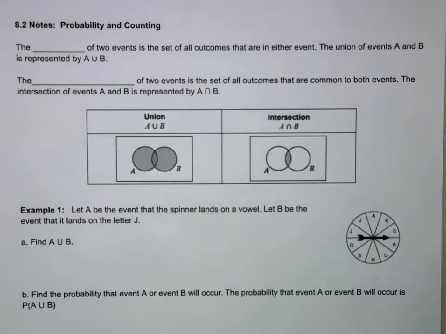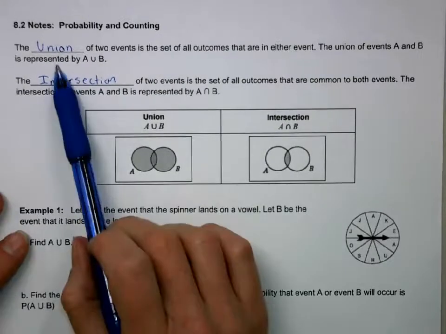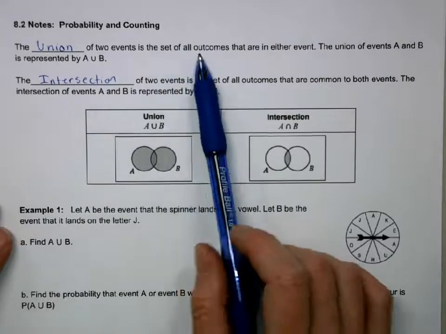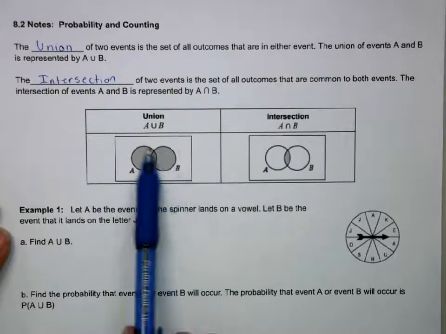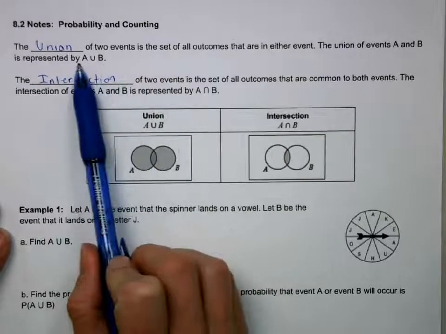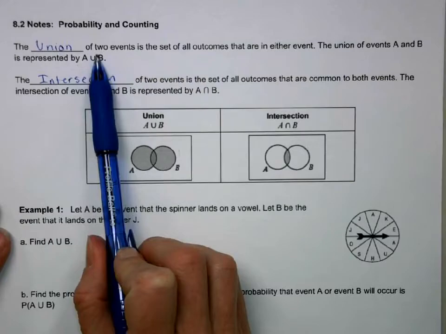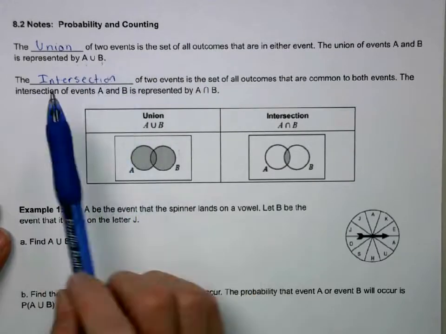So I'm going to go over 8.2, Probability and Counting. We have two terms that we're going to talk about. If we have two different events, the union of the two events is all of the outcomes in either of them. So if we were to do a Venn diagram, it'd be everything in this circle and everything in this circle. The symbol for it is going to be A, with sort of a U. It's not really a U, but it looks like a U, B.